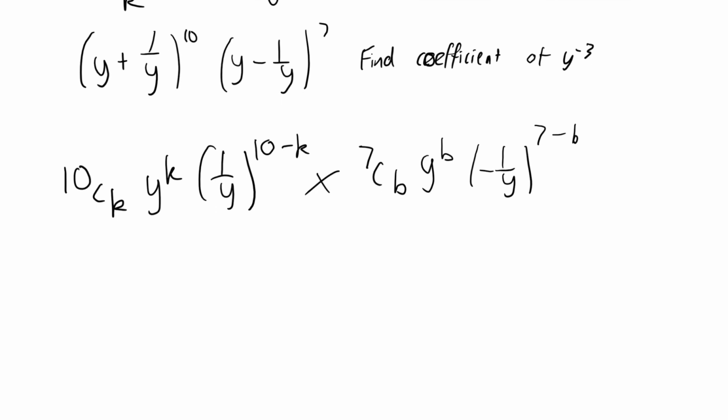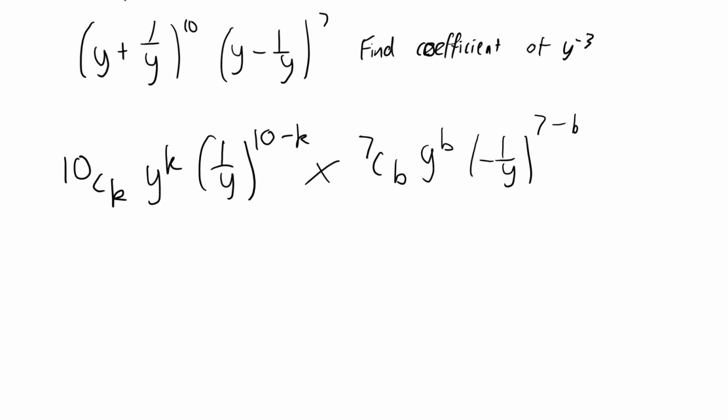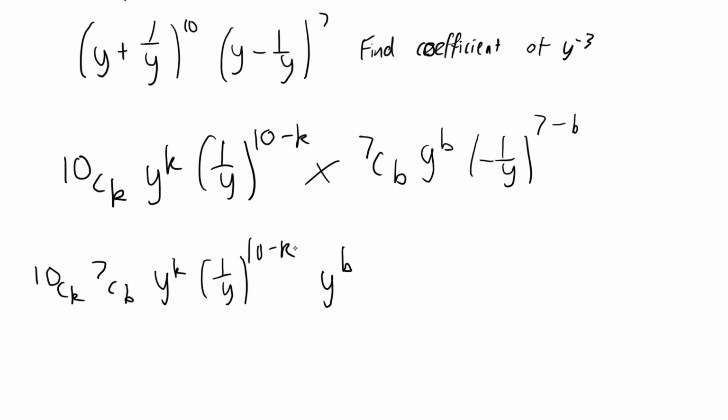Okay, next what we want to do is combine these terms because technically they are multiplying with each other. So what you want to do is take 10 choose k times 7 choose b, and then we're just going to copy these terms again, y to the k times 1 on y to the 10 minus k times y to the b times minus 1 on y to the 7 minus b.